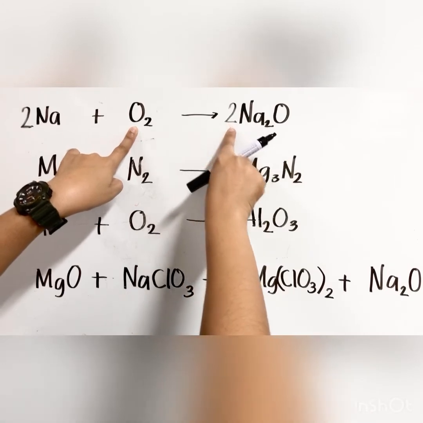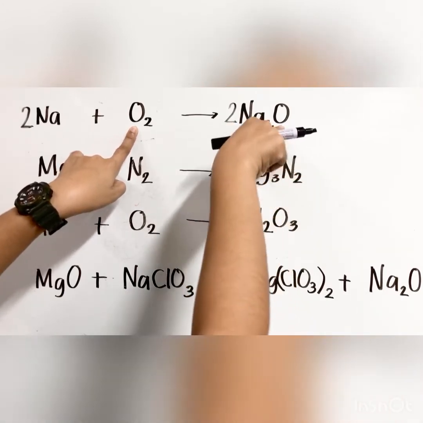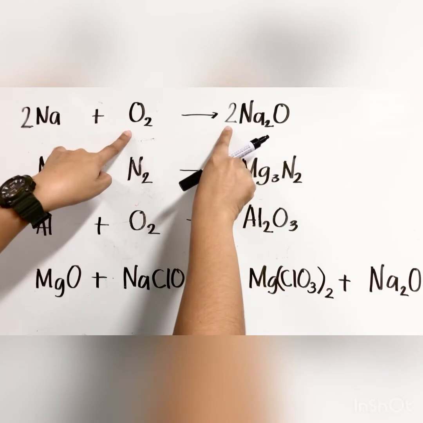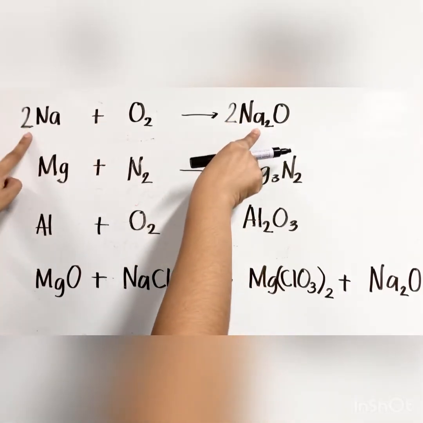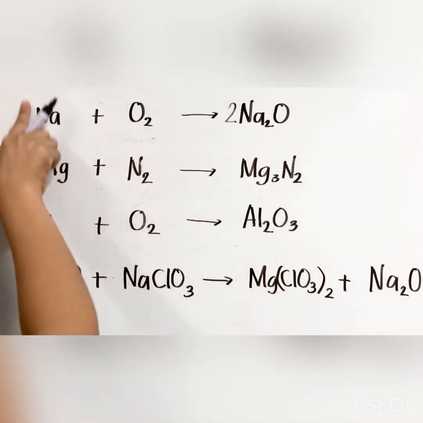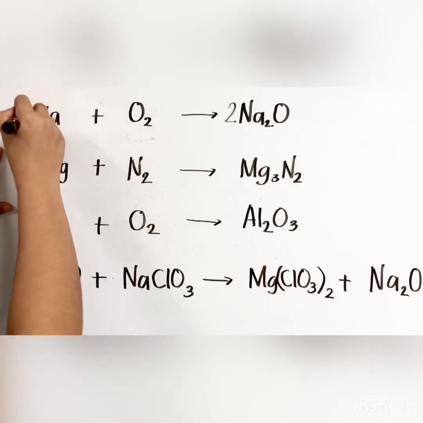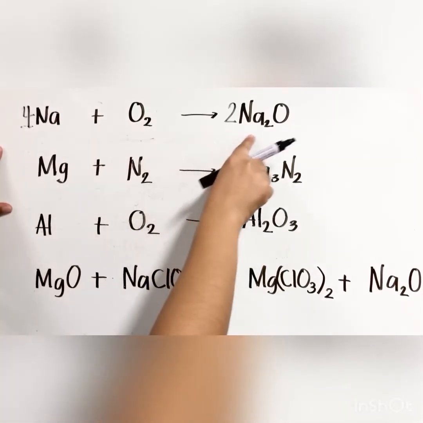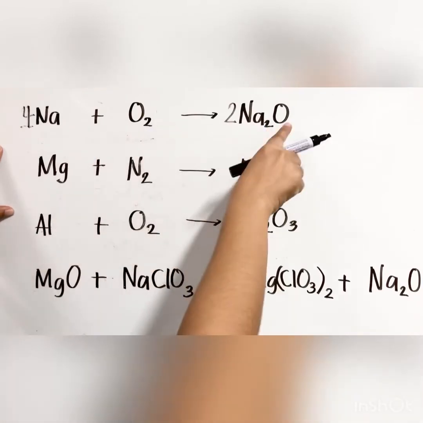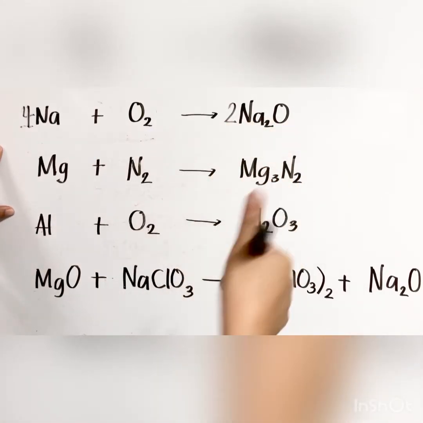So this is 2 oxygen, distribute it, you have 2 oxygen. You have this 4Na, this is only 2Na. Make this 4, how? Change this immediately into 4. Check: 4Na, 4Na, 2 oxygen before, 2 oxygen after. The equation is balanced.